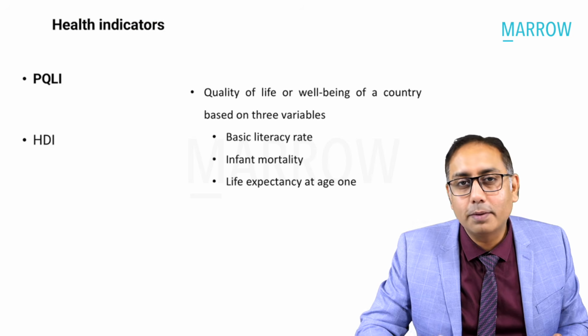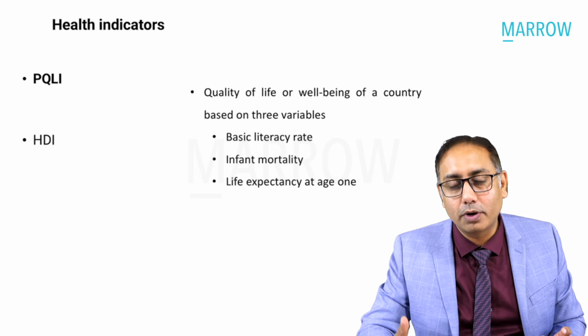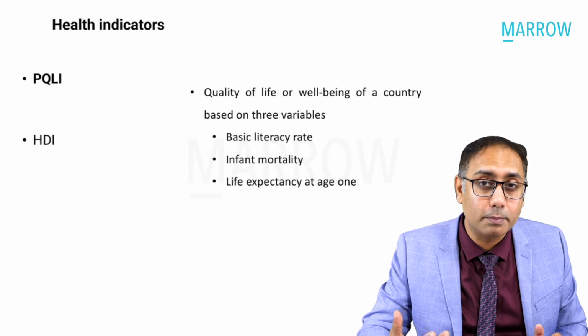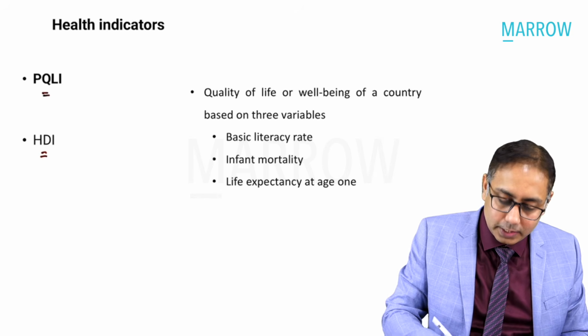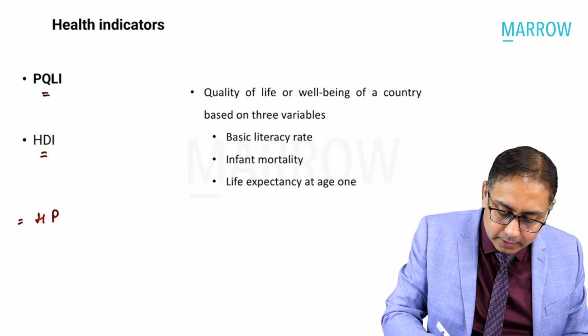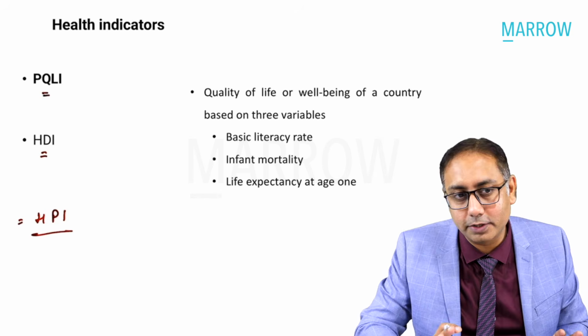So beta, we are talking about the health indicators. There are two broad health indicators which you need to remember for your exam. We have the PQLI and we have the HDI. We also have another one, that is HPI. We will talk about that later.